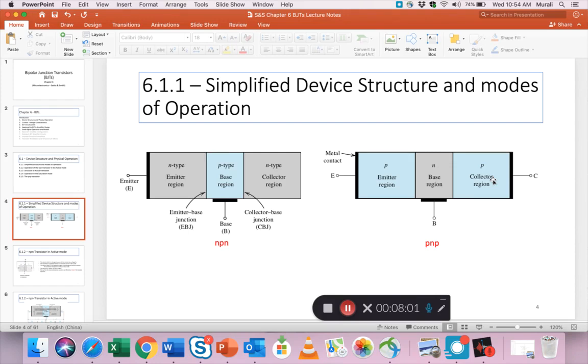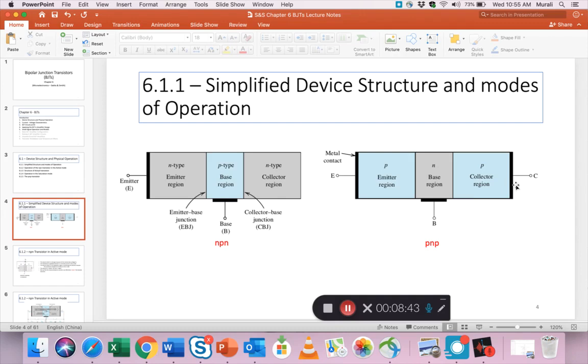Okay. So in the diode, we had an anode and a cathode, right? The anode was positively doped. It was a P-type semiconductor, and the cathode was negatively doped. It had an N-type flavor. So here you notice that we have different names. We have 3 terminals. One of them is called the emitter, one of them is called the base, and one of them is called the collector. And the emitter is shown with an E, base with a B, and collector with a C.